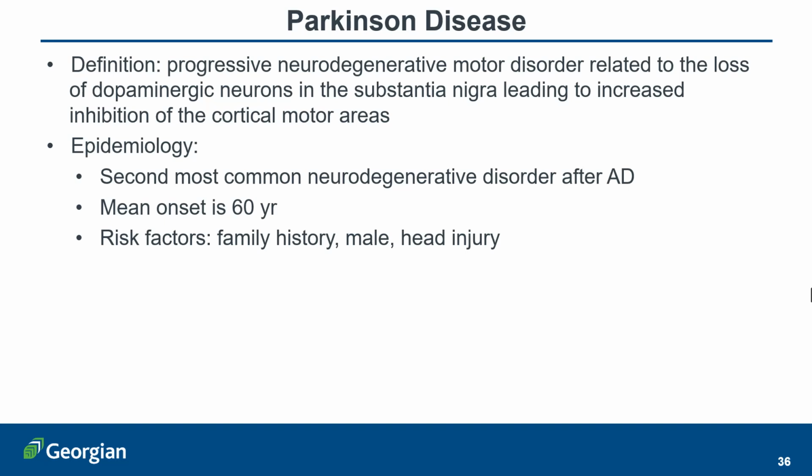As for the epidemiology, Parkinson's disease is the second most common neurodegenerative disorder after Alzheimer's disease. The mean onset for Parkinson's disease is 60 years of age, and the risk factors are the family history. Males are more affected compared to females, and there may be a history of head injury. For example, there's a higher incidence of Parkinson's disease in athletes that play in contact sports, especially American football.